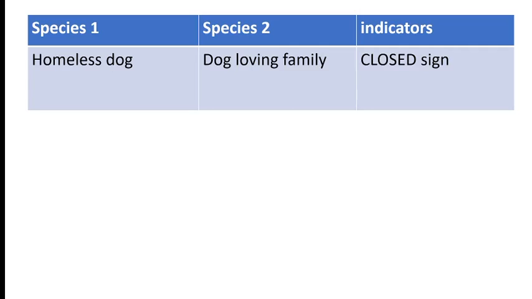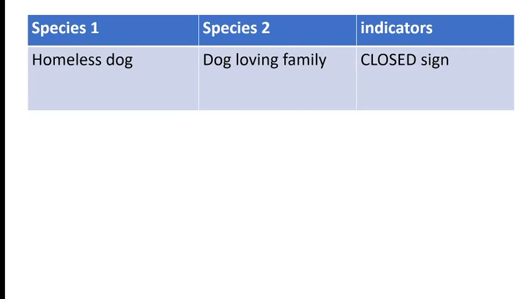Okay, so a little summary here. Titration, it's all about figuring out the concentration of an unknown species, which you're probably going to put in a conical flask at the bottom, and you're probably going to know what's in the burette. So, our simple model, we had a dog that was homeless, we had a dog living family, we mixed those 2 together, and the indicator, because you need to know when the reaction is complete, is that closed sign.